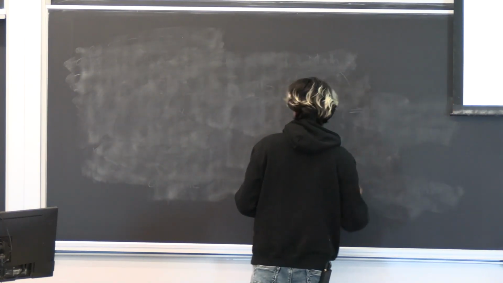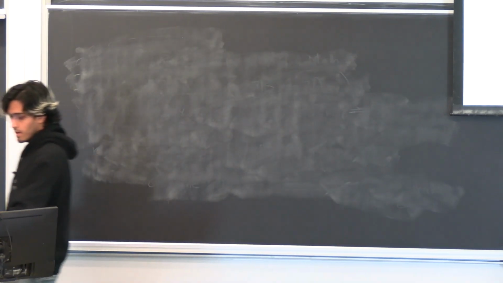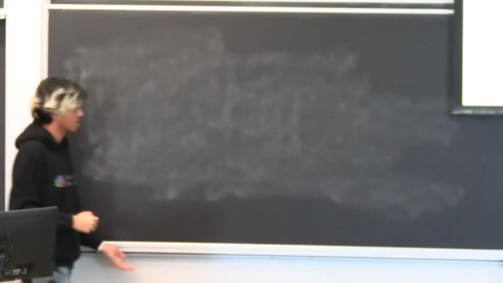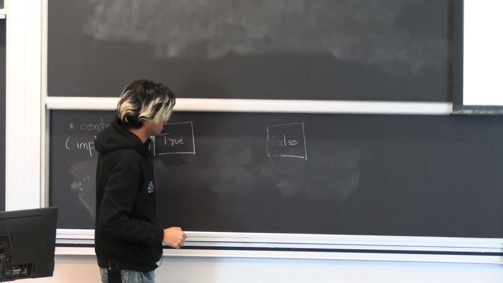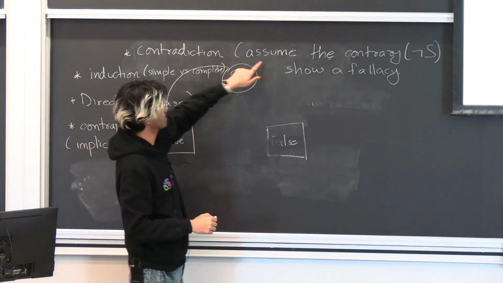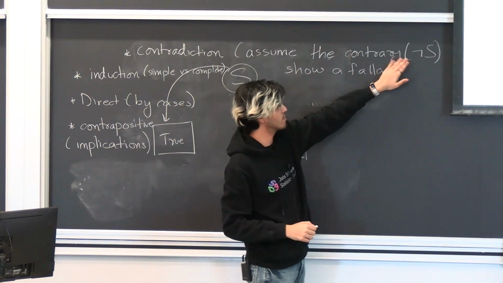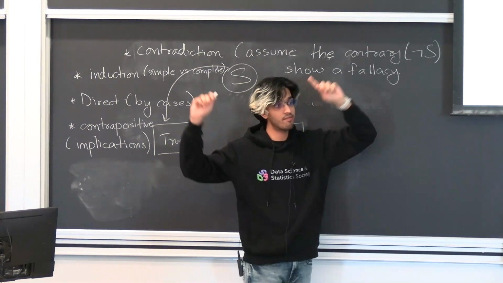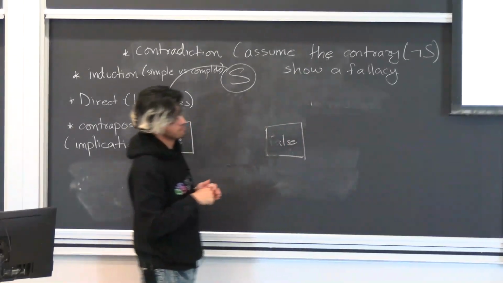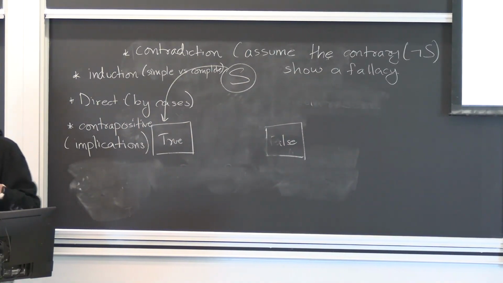So this goes back to the difference between contrapositive and contradiction, right? The for all is part of S. So when you assume the contrary, you are assuming the negation of S, so you would negate everything. So the quantifiers will be negated, and so would the statement.